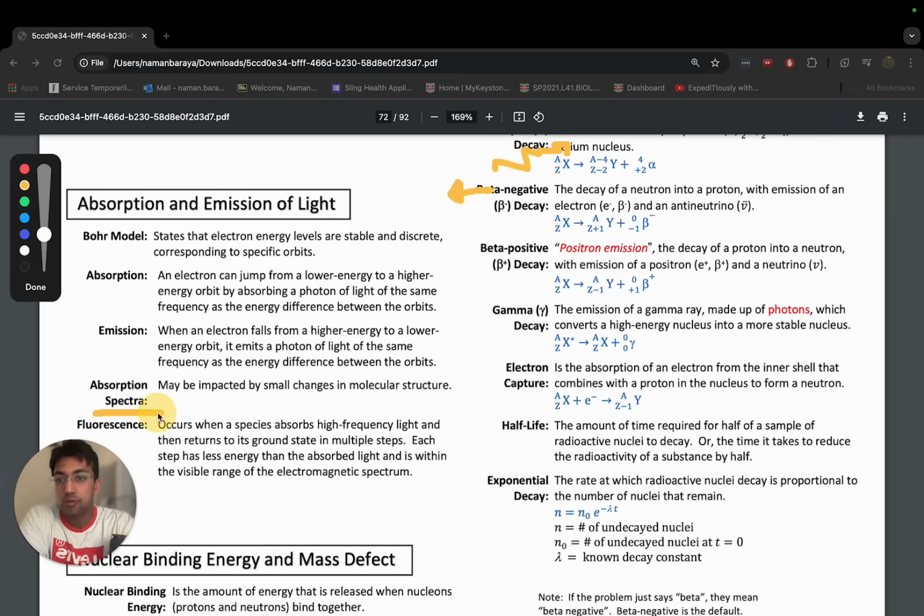Okay, now you have absorption spectra, and then you have fluorescence. Fluorescence is when a species absorbs high frequency light and then returns to the ground state in multiple steps. So instead of going down all at once, it goes down in different steps, and each step has less energy than the absorbed light and is within the visible range of the electromagnetic spectrum. Imagine that I shoot a ton of light into this atom. This electron jumps into, say, the 5th level, and now one by one it goes to the 4th level, then the 3rd level, then the 2nd level. That's what fluorescence is referring to.